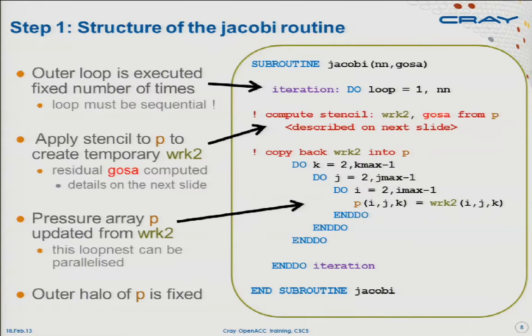If you look inside this Jacobi routine, what does it do? First of all, it takes the data array P, and it does an update into a temporary array. And then it copies the temporary array back into P, and then it does another iteration. And this residual, this error, apparently GOSA is Japanese for calculational error, I'm told. And since it's a Japanese code, that's what it is. So this is calculated in this stencil here, which I've not shown. And the halo is fixed. So values 1 and Imax or Jmax or Kmax don't change. The halo is fixed for this calculation.